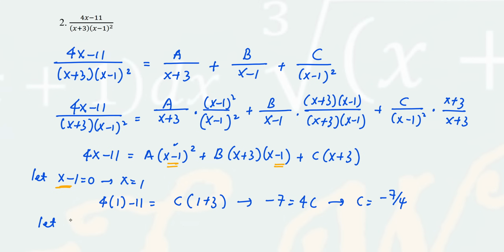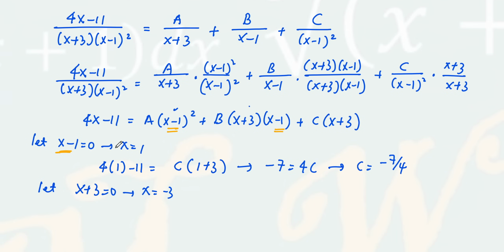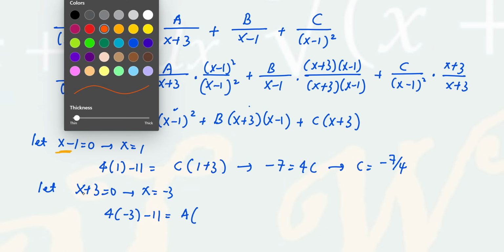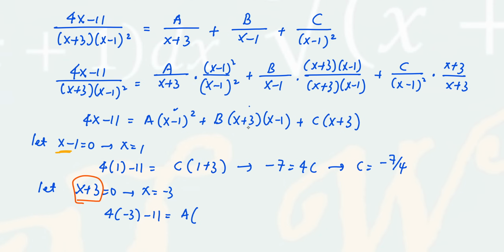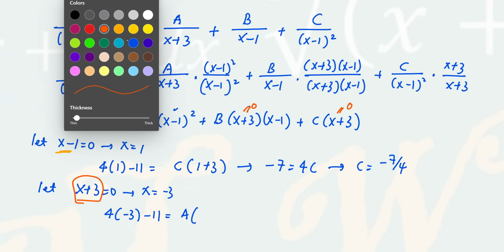Now, next step is let the next factor be 0. That means x plus 3 be 0. Therefore, your x equals to negative 3. Now, you replace 4 times negative 3 minus 11 equals to a times. Okay, now check. As long as you see this, right, x plus 3, I will let it be 0. That means this is 0. This is 0. So I will be getting the a.